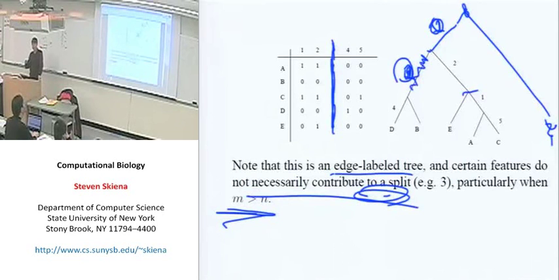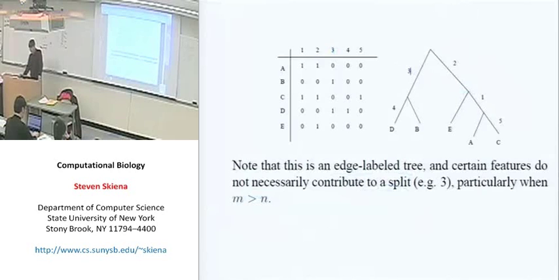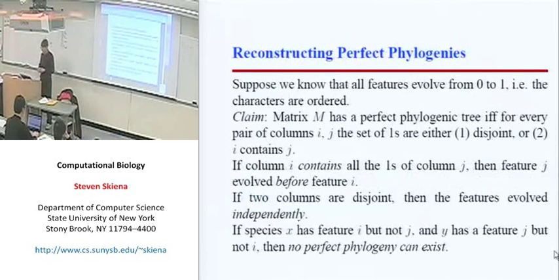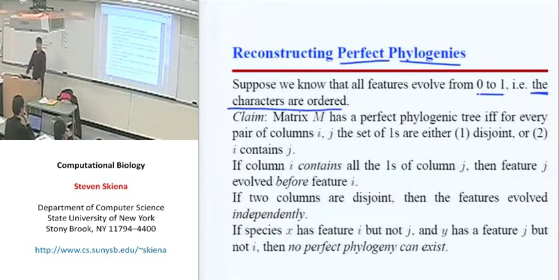Okay? Fair enough. So let's think a little bit about how we might be able to recover feature-based perfect phylogenies, if one exists. I claim that in some sense the reconstruction problem of whether or not there is a perfect phylogeny is relatively simple. Suppose we know that all features evolve from 0 to 1. That means that the characters are ordered. They go from not having a feature to having a feature.